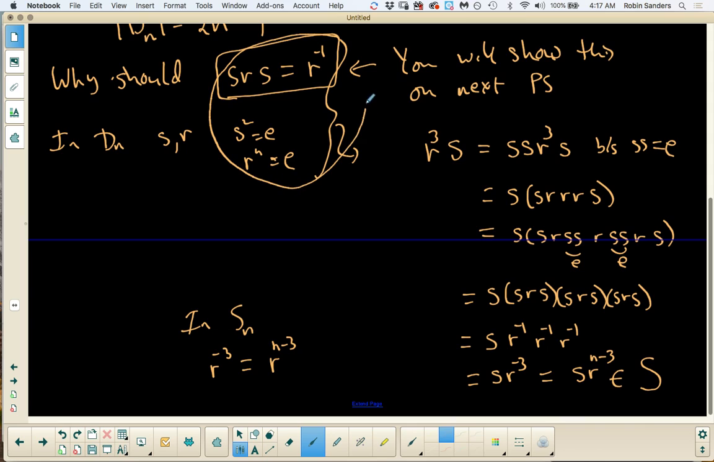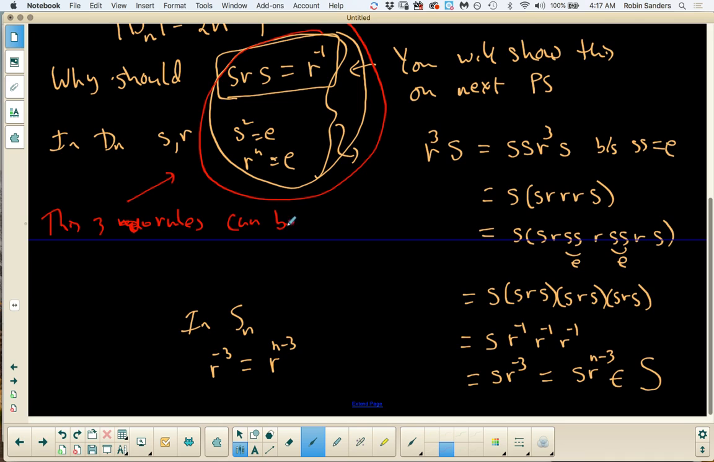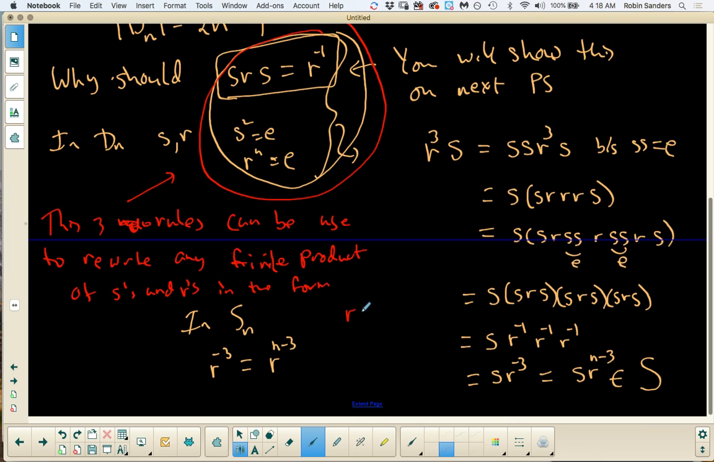So these three rules that I've just circled, let's circle them in red, can be used to rewrite any finite product of S's and R's in the form first do some rotation followed by a flip, or just do a rotation. And that will end this particular video.